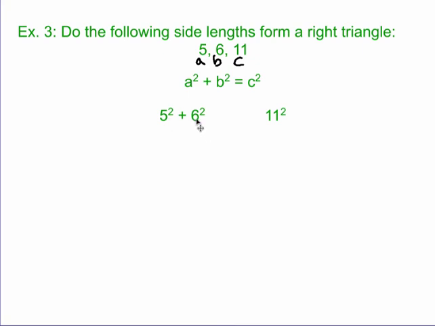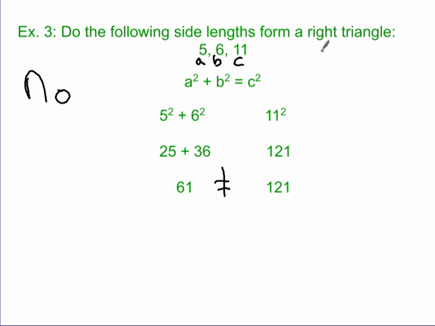We've got 5 squared and 6 squared and 11 squared. 5 squared is 25, 6 squared is 36, and 11 squared is 121. Add these two together, I get 61. Now, 61 does not equal 121. So these do not form a right triangle. The answer is no, they don't form a right triangle. Okay?